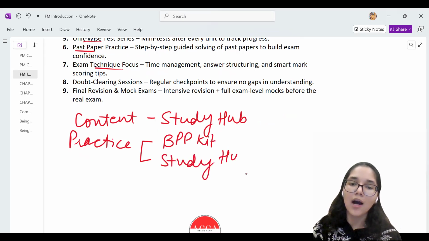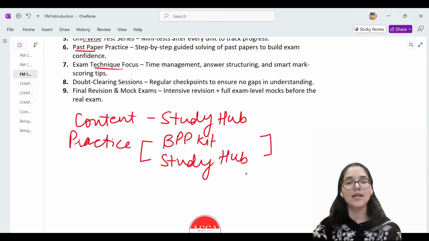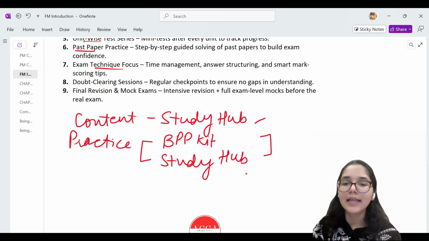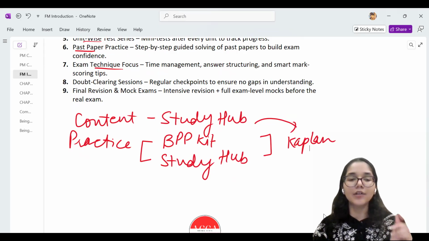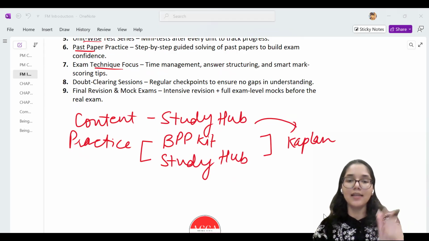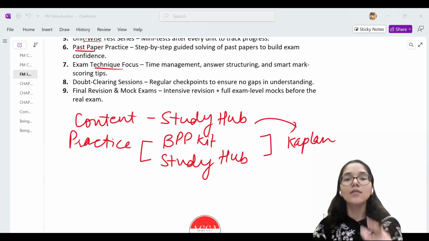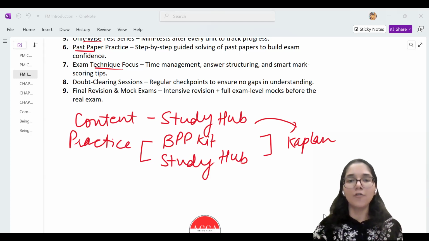So if you are done with all questions that are there in both of these resources and you are still left with time, then you will move to the Kaplan kit. Because I told you the reason also yesterday. The level of difficulty that you see in the Kaplan kit is a lot easier than what comes up in your final exam.